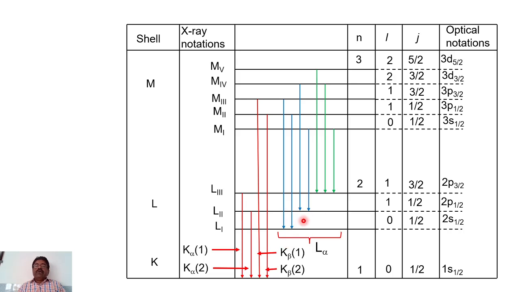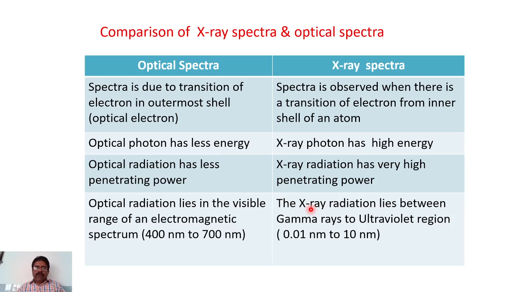So these particular lines you can name by different letters. So this first L alpha, then second and third, like this. You can use different letters here, and these transitions are actually allowed on the basis of selection rule. So this is the reason why the X-rays have fine structure. X-ray lines have fine structure. So this is the diagram by which you can very clearly understand why X-rays have fine structure.